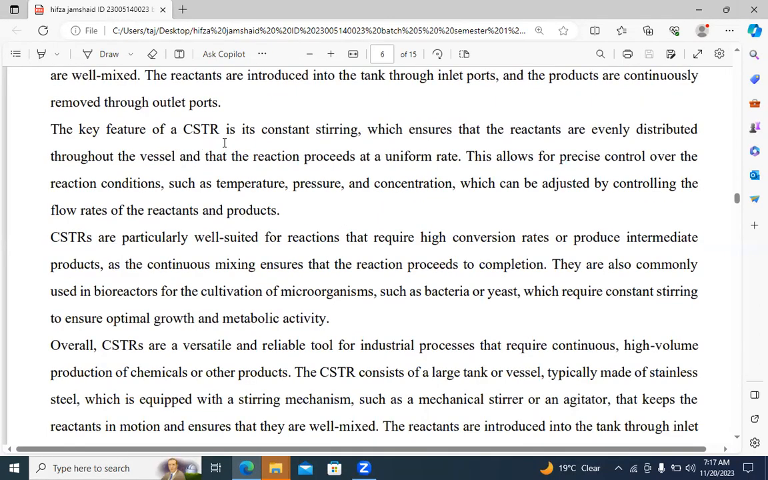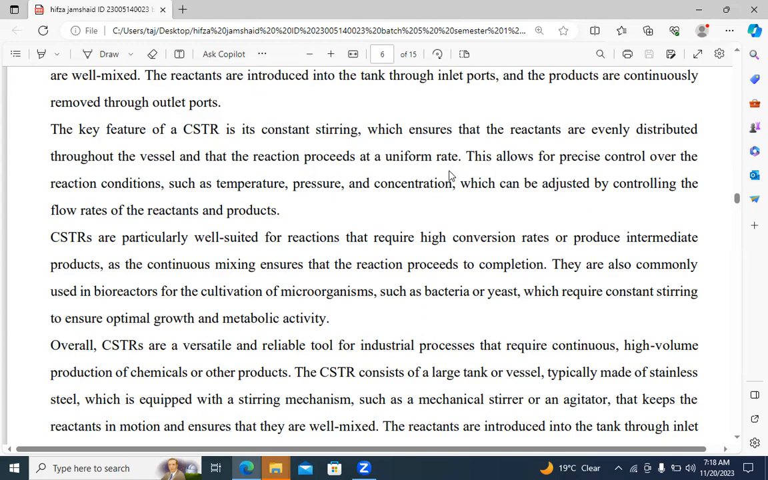The key feature of a continuous stirred tank reactor is continuous stirring. As the name shows, it is continuous, so continuous stirring will happen in this reaction. So it means reactants are evenly distributed through the vessel, and the reaction proceeds at a uniform rate. It means throughout the process there is the same, uniform rate. Because of this, we can have control over the reaction conditions, for example temperature, pressure, concentration. We can adjust them by controlling one factor, just because of continuous stirring.